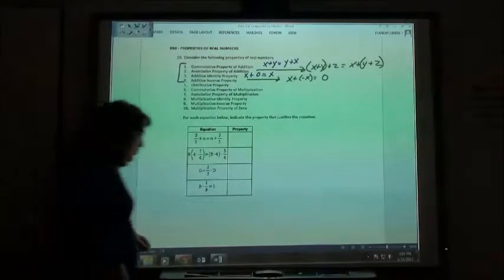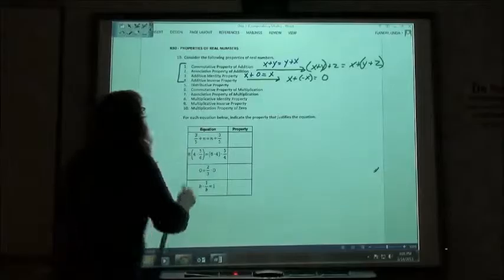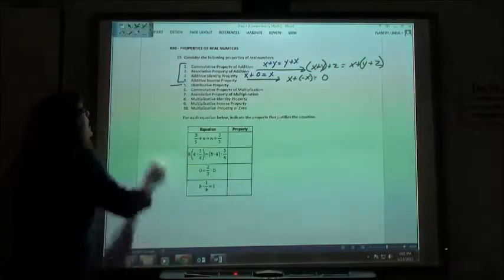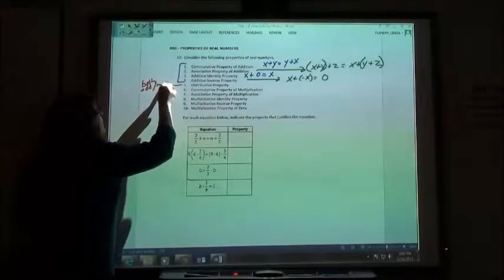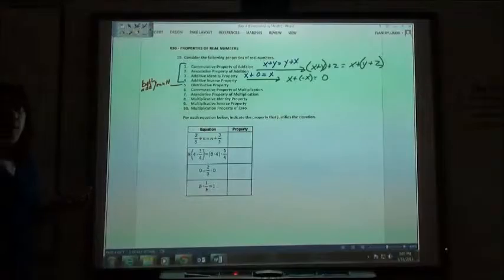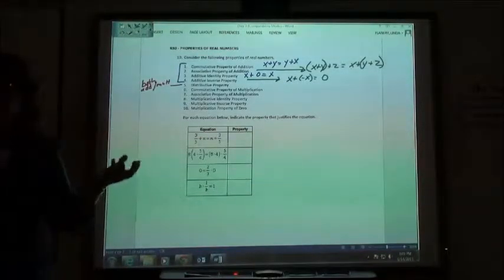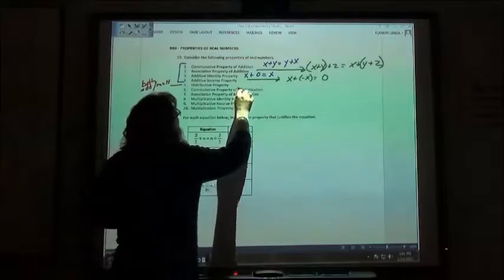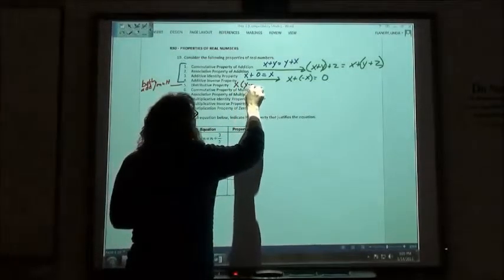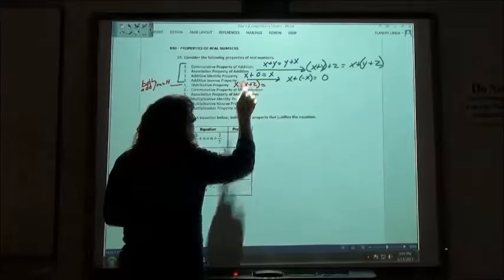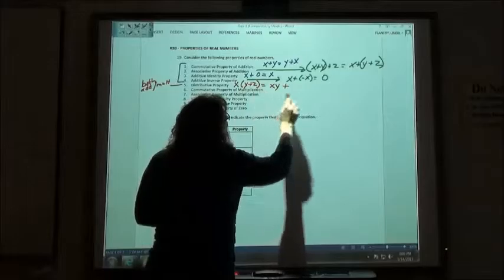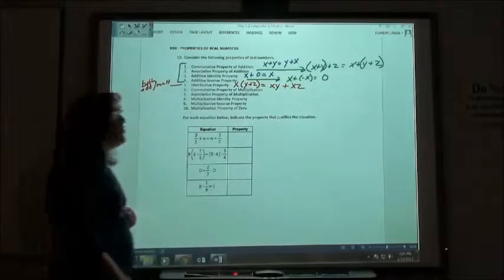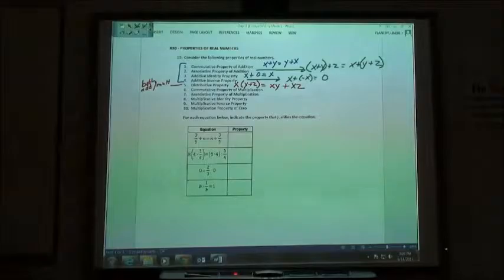The next one was the distributive property. The distributive property is a combined property. It has both addition and multiplication in it. Because on the distributive property, we were multiplying the number in front to remove the parentheses. Our distributive property says if we have x times (y plus z), we have to distribute that out and take the x times the y plus the x times the z. And then we got rid of the parentheses. So that's the only property you have that has both adding and multiplying.